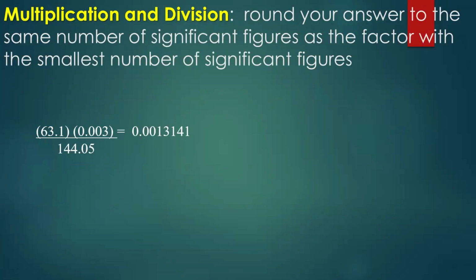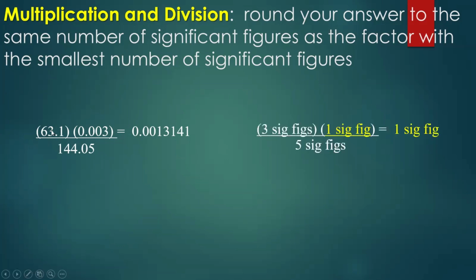All right, now the rule for multiplication and division. Round your answer to the same number of significant figures as whichever factor has the smallest number of significant figures. Now, again, that's kind of hard to understand all those words, but let me show you what I mean. So here we've got 2 numbers that we're going to multiply and 1 number we're going to divide.